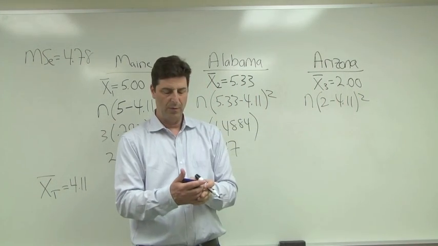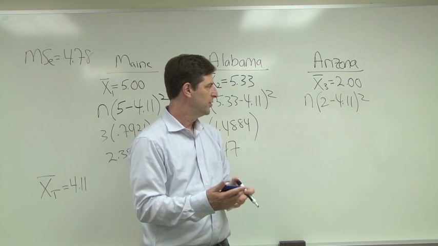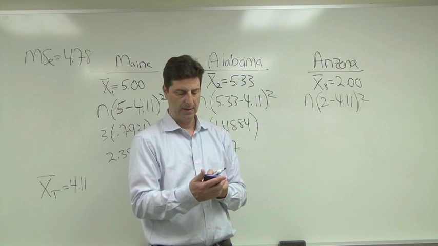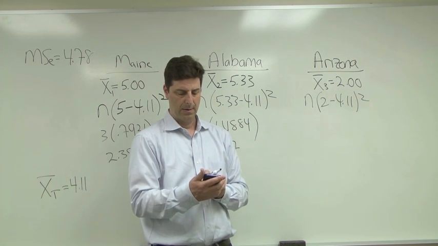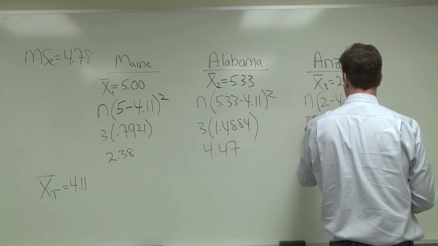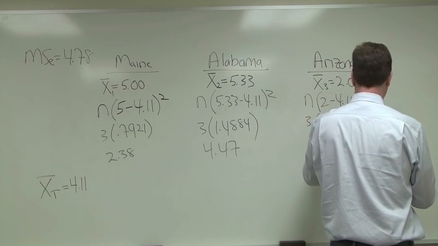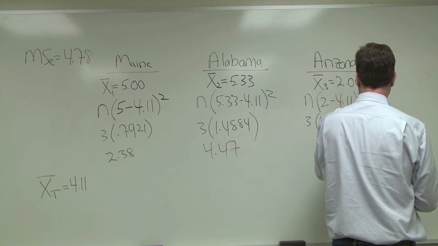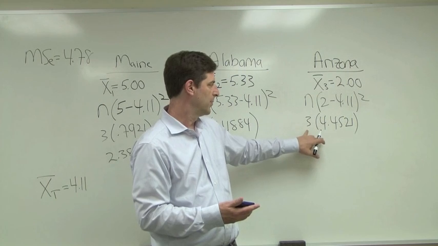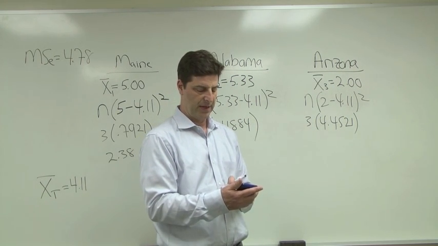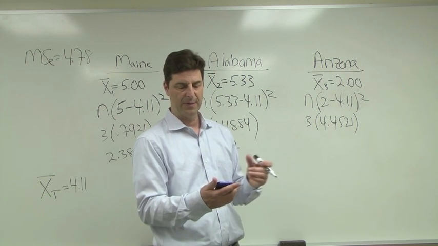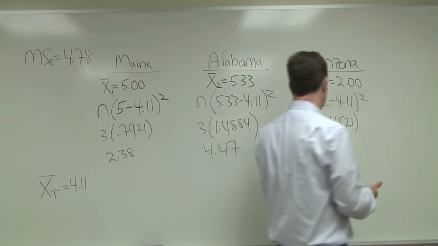Two minus 4.11 is negative 2.11. We're going to square that, and we get 4.4521. We're going to multiply that squared deviation by the number of cases in the group, which is 3, and we get 13.3563. Going to round that up to 13.36.